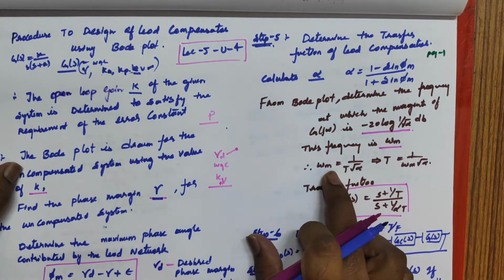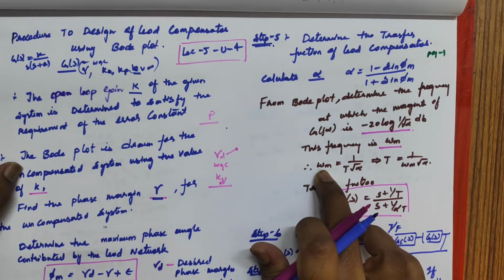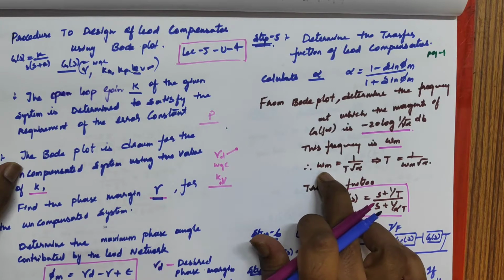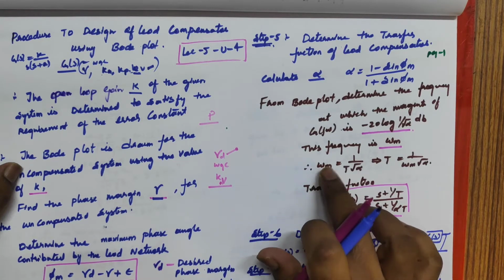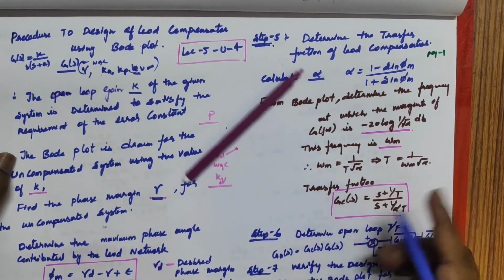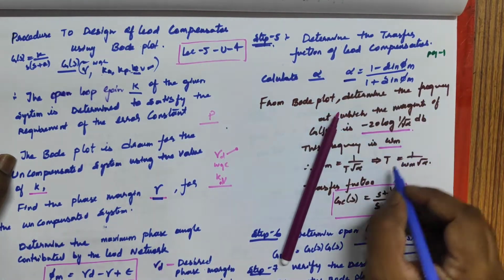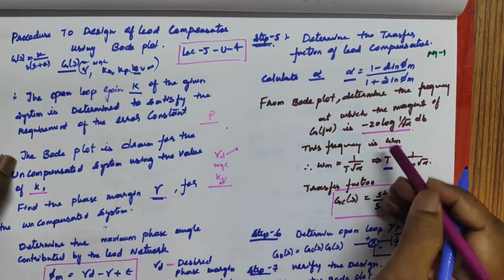For this magnitude I get some frequency. That is the maximum phase lead frequency. With this frequency, after getting omega m, we'll find the T value. So the main thing in the design is that we have to find the alpha value and T value. Once again, just listen.